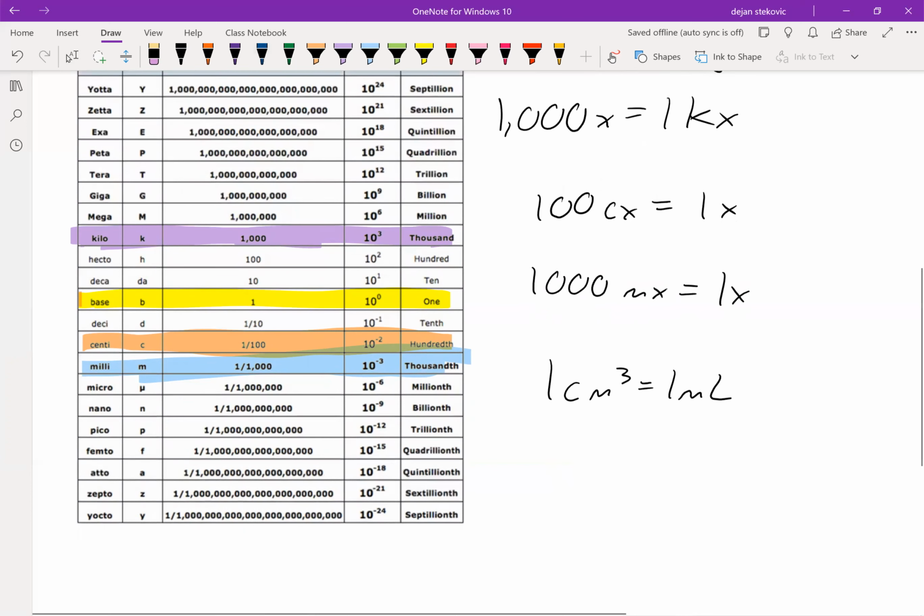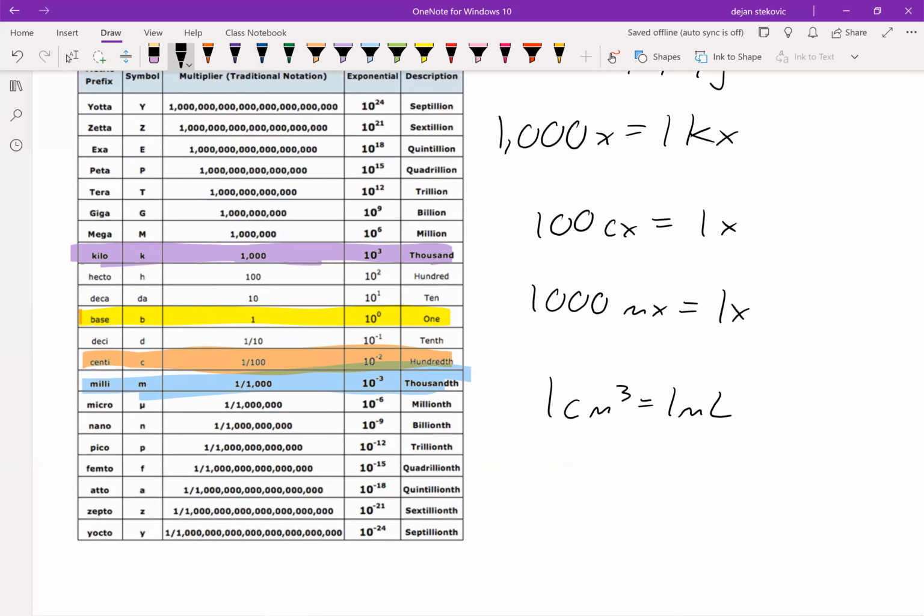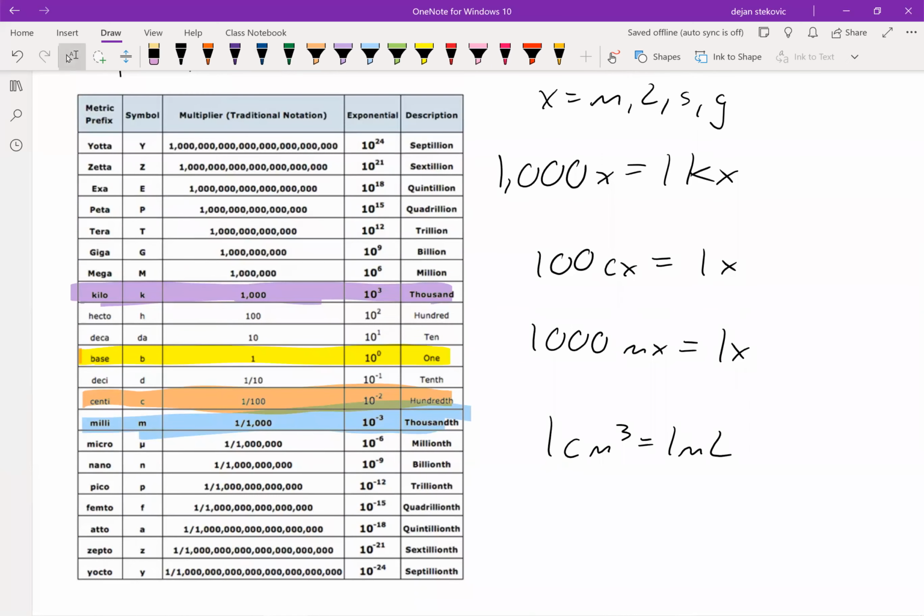So just know those interconversions. I don't really care that you know the rest. The rest of them you can just Google. It's not too big of a deal.